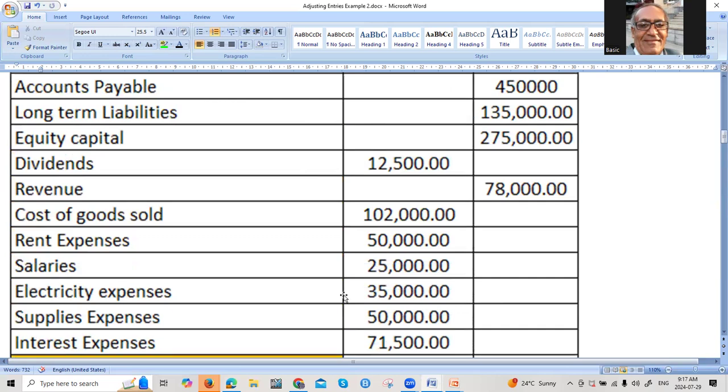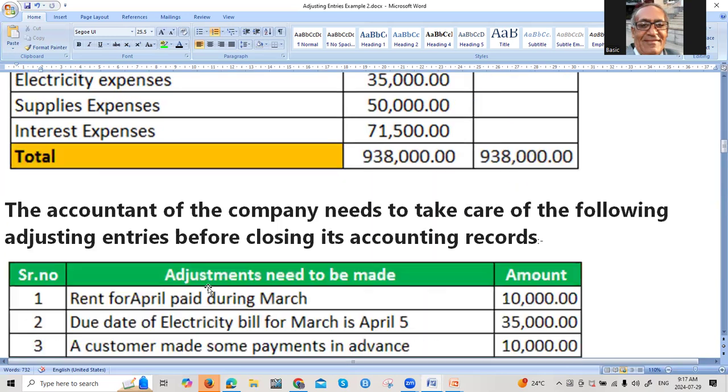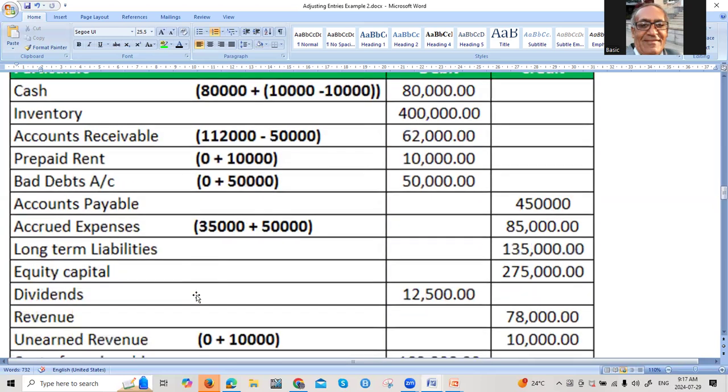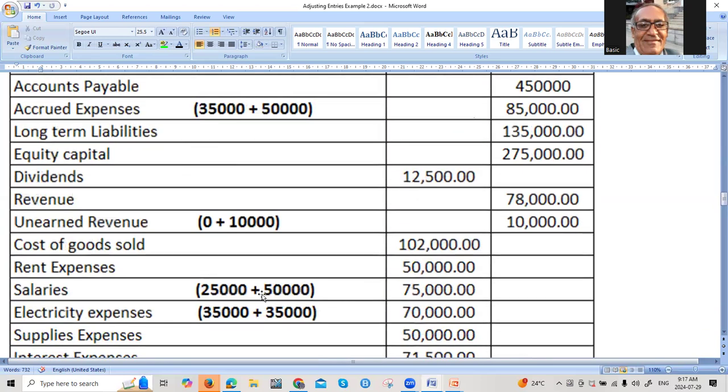Electricity expenses, 35,000 here. So what I will do then is add the old one to the new one and put it in the new trial balance. So here I have electricity expenses 35,000 plus 35,000. That will give me 70,000. Of course, it's debit, because any expenses will always be debit.